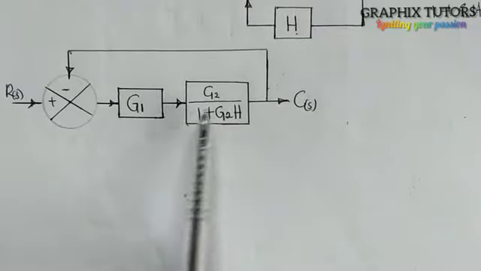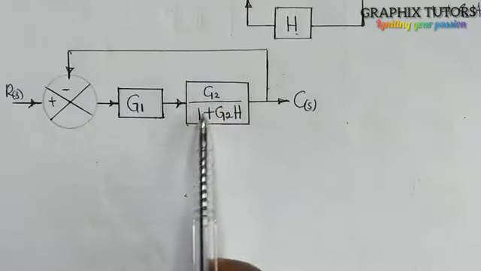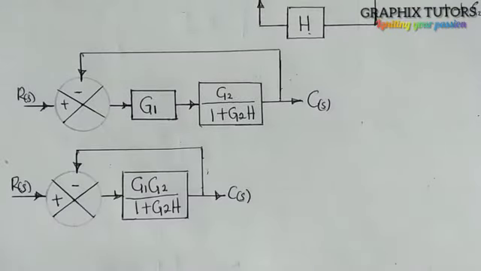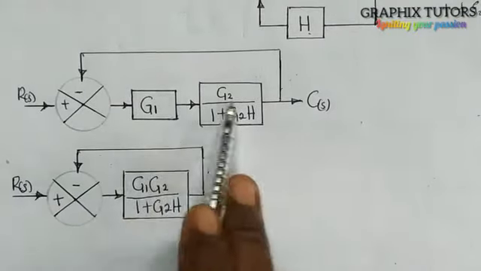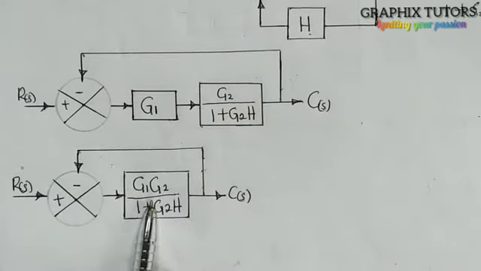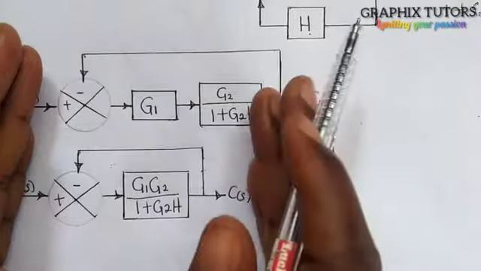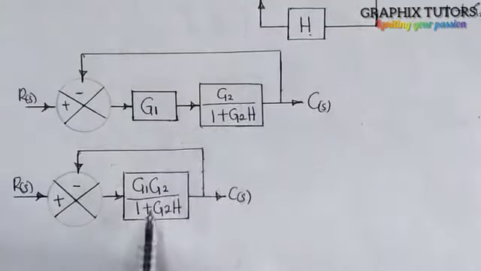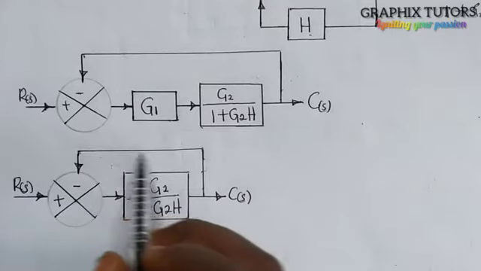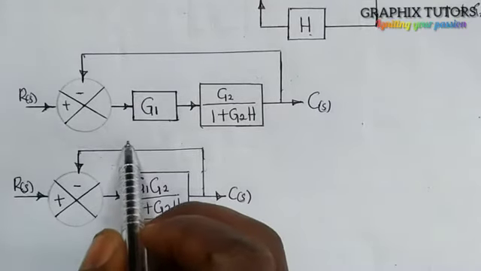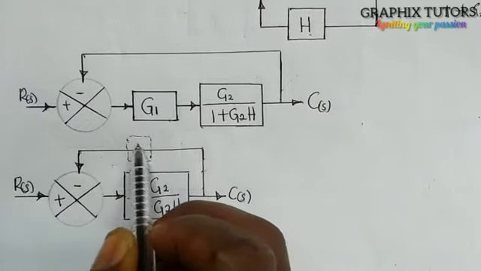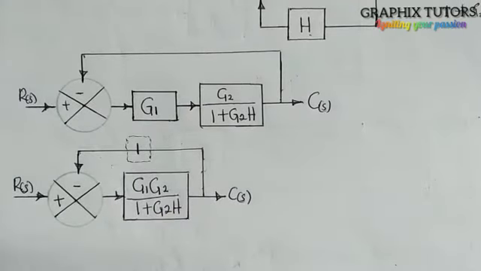It will be G1 times G2 over 1 plus G2H. So we're having this. Now this is the next thing that we're having. When you multiply these two, you'll be getting this. Now what you notice, we also have the same shape as we had before. Whenever you have this, don't forget there's nothing here, so it shows a unit element. So I'll put my silent 1.